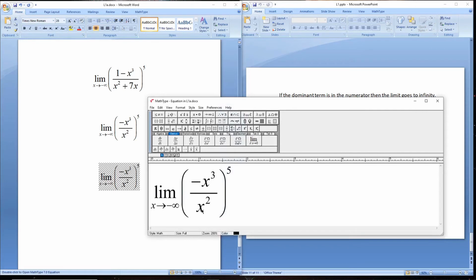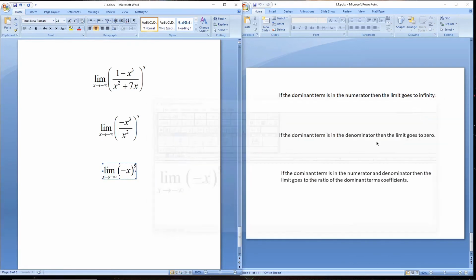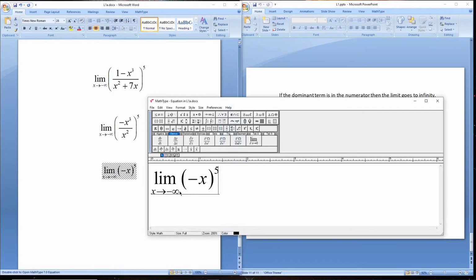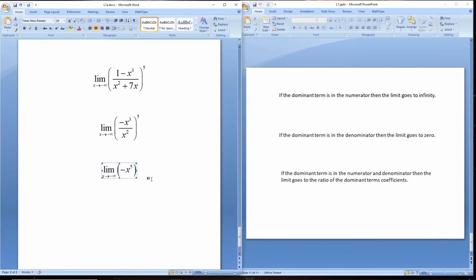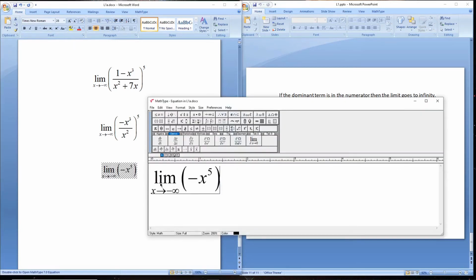And x cubed divided by x squared is x. And there is still a minus sign here. And then finally, minus to the 5th power will give us a minus again, and then x to the 5th. And the minus is a constant, so we can pull that outside the limit. And we really don't need to use parentheses anymore.